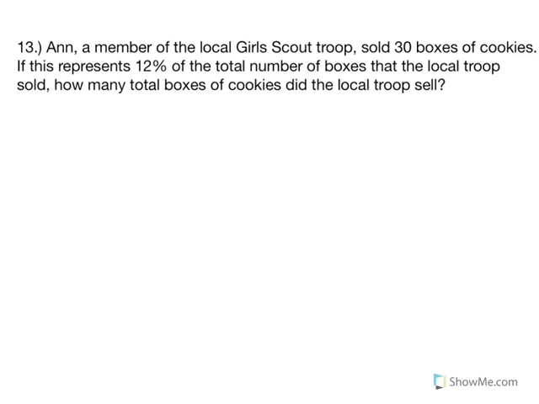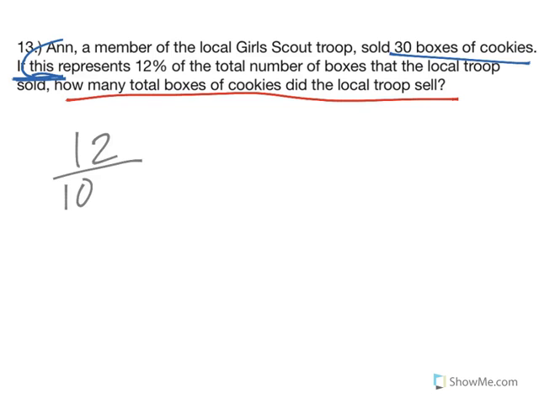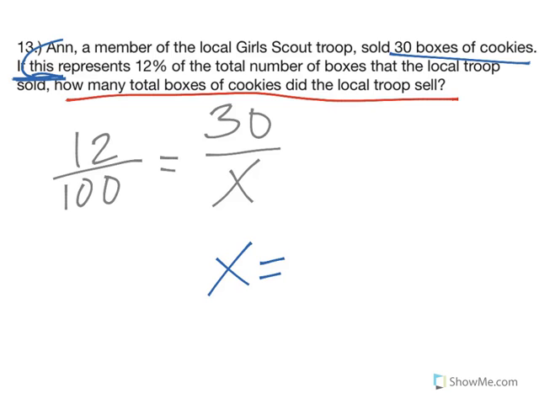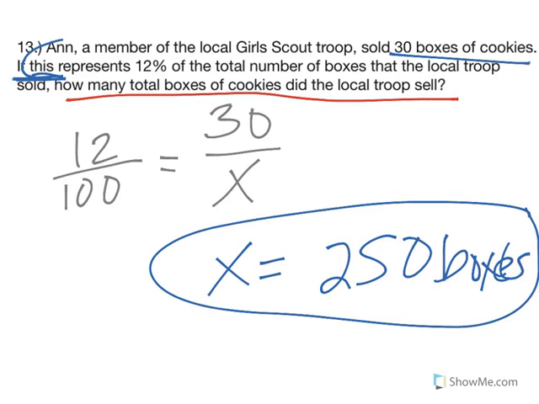Let's go to 13. Anne, a member of the local Girl Scouts troop, sold 30 boxes of cookies. If this, that goes back and references the 30 boxes. So those should be in the same line in your proportion. So if this represents 12% of the total boxes, or you can notice that it says how many total boxes did they sell. So percent over 100, we're trying to find the total boxes. They sold 30, cross multiply and divide, and they sold a total of 250 boxes. That's a lot of cookies. And when you think, they're like $4 1/4 a piece, that's a lot of money.